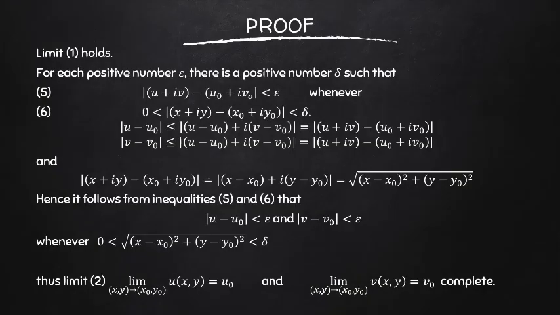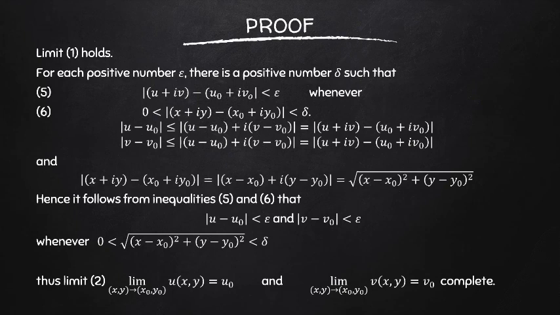Next, let us now start with the assumption that the limit holds. With the assumption, we know that for each positive number epsilon, there is a positive number delta such that the absolute value of u plus iv minus (u0 plus iv0) is less than epsilon whenever the absolute value of (x plus iy) minus (x0 plus iy0) is greater than 0 and less than delta.